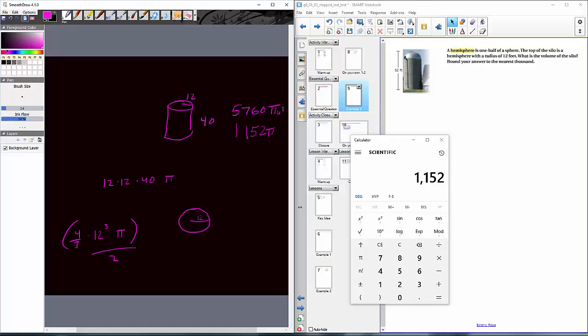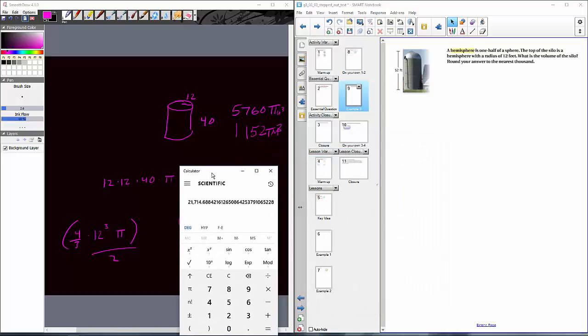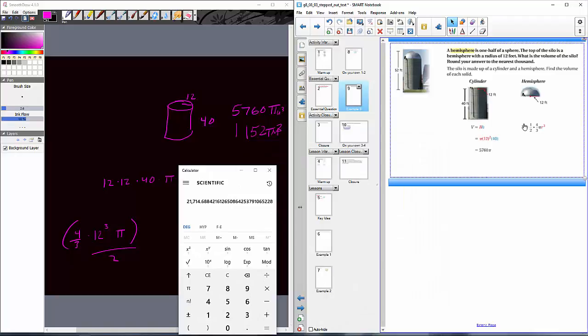1152 pi units cubed. All right, so now I'm going to add these together. So plus 5,760. I get this number here. Now it says to the nearest thousandth, right? Oh, thousand, I'm sorry. So now I'm going to take that and I'm going to multiply times pi. And I get this right here. So it should be about 22,000, right? Is what it will be. Let's see what the answer is here. And there it is. Just how we drew out on this side.